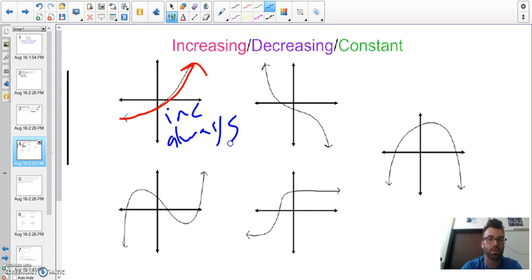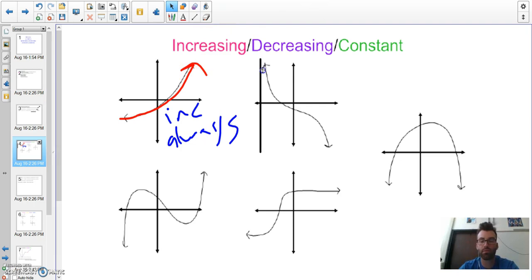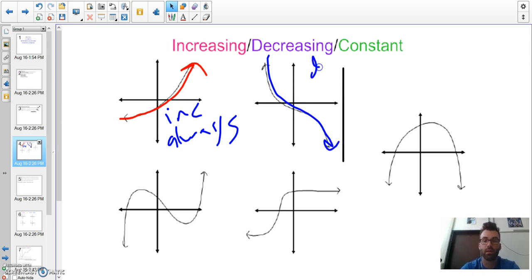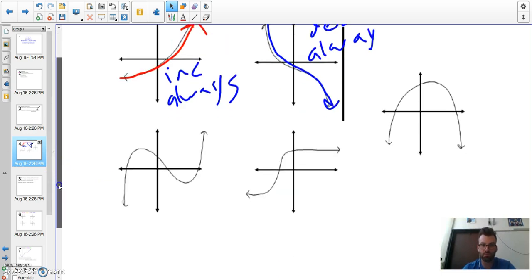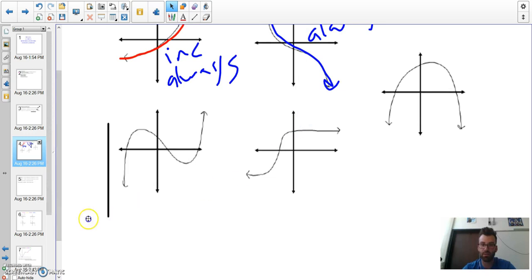So I'll write increasing always. Here on the second one, as I go from left to right, it looks like my function is going down, down, down, down. So it's decreasing always. This bottom left one is a little different. It looks like probably a cubic function, disco man action going on here.